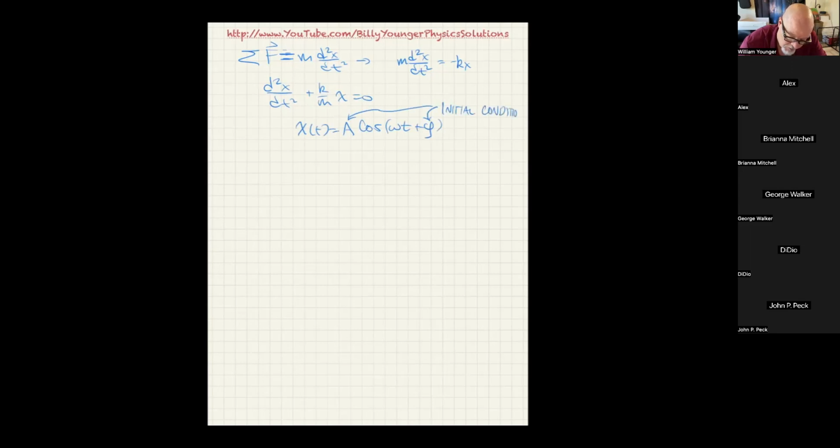And there actually turns out to be what we call a characteristic equation that allows us to determine omega, and that omega is the square root of k over m.